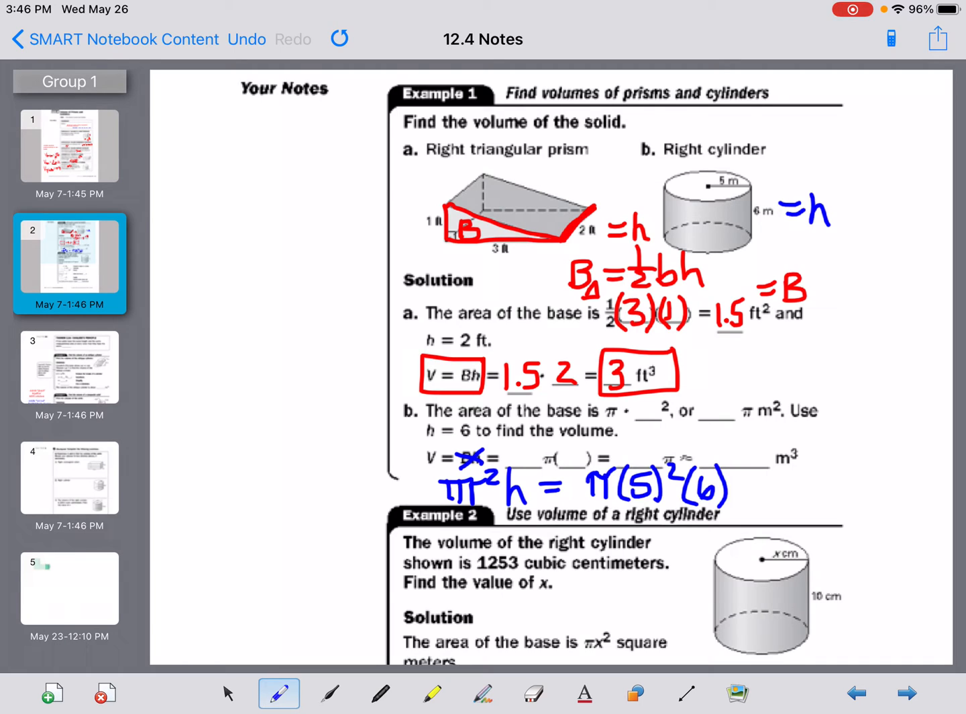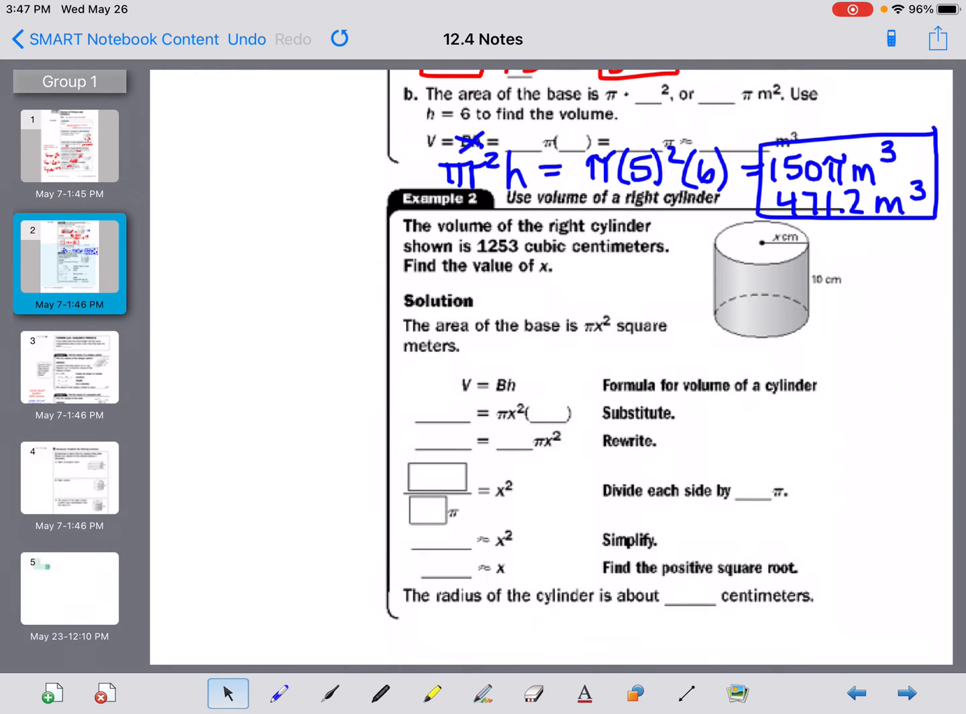All right, 5 squared is 25. 25 times 6 is 150 pi. Meters cubed would be my exact answer for that one. If I go to a decimal, it's about 471.2 meters cubed. Okay, just be ready, especially on cylinders, if I ask for an exact answer, to leave it in pi, okay? Or if I ask in terms of pi.